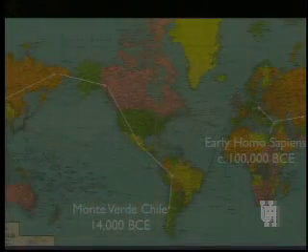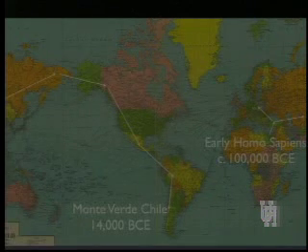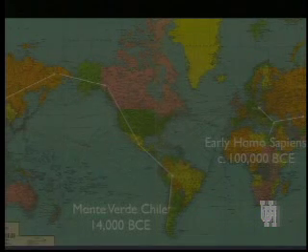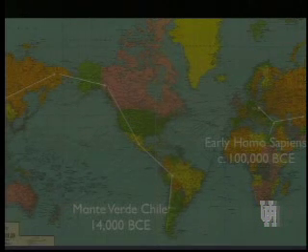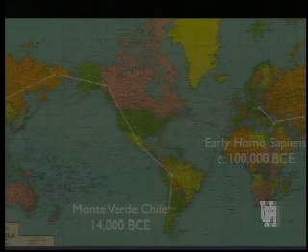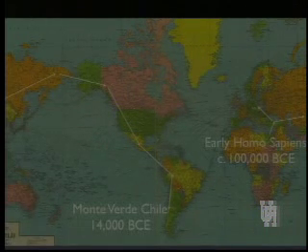and we have very good evidence that in fact they were in Monteverde in Chile by 14,000 BCE. This is the oldest confirmed, well-established date that we have for early humans, and it is all the way down in South America. So obviously humans were in the Americas before this.